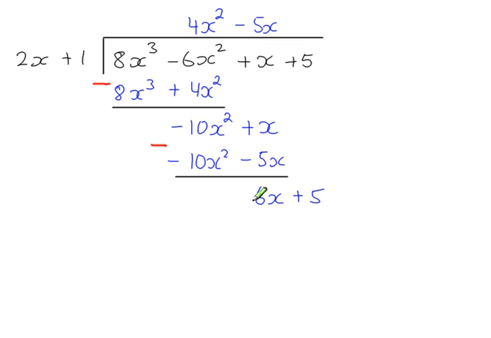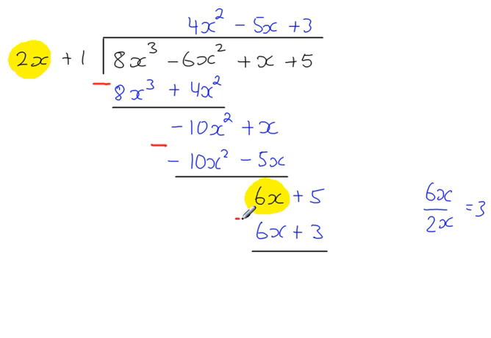So we're now working at this stage. Take the leftmost term here, the leftmost term here, and divide. 6x divided by 2x. Put the 3 up here. We've got all the constants lining up here. Now take the 3 and only the 3 and multiply it with 2x plus 1. And then subtract again. No more terms to bring down, so we have our solution here.